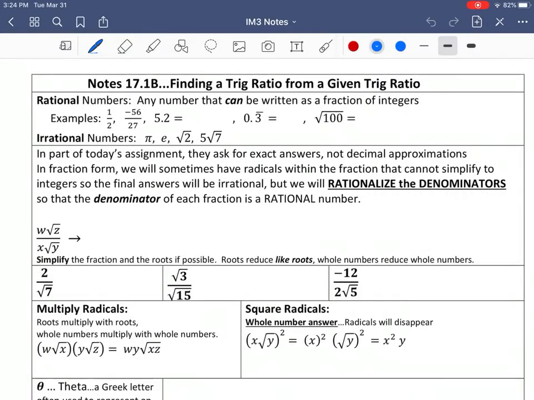Okay, so let's try this. 17.1b, finding a trig ratio from a given trig ratio.